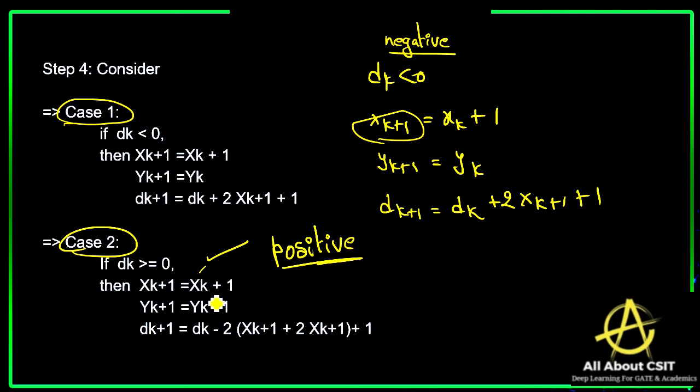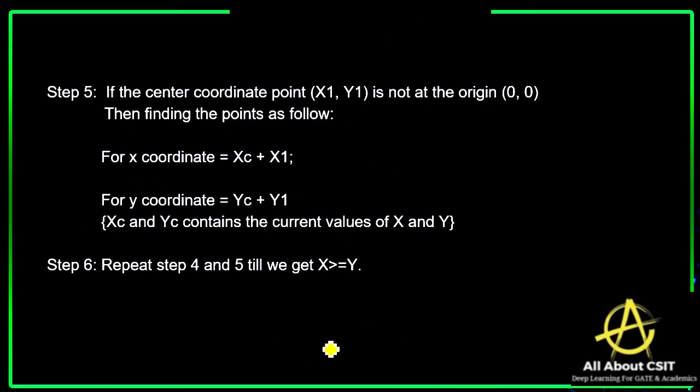Yk plus 1 is equal to take the previous value and subtract minus 1. Now dk plus 1 is equal to dk minus 2 into this present value, whatever you are going to generate, this value xk plus 1, plus 2 into the previous value of xk plus 1 plus 1. Suppose the center coordinate point x1, y1 is not an origin, then try to add that x1 to the coordinate values you are given.